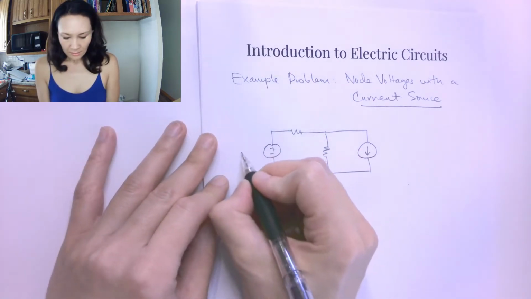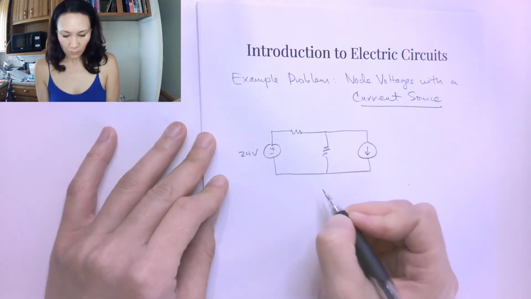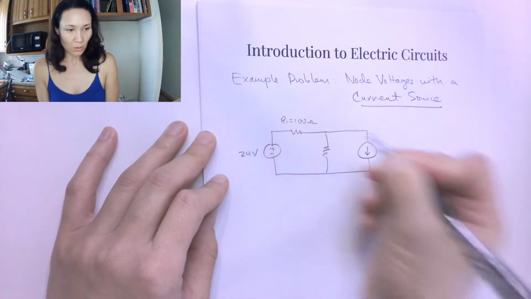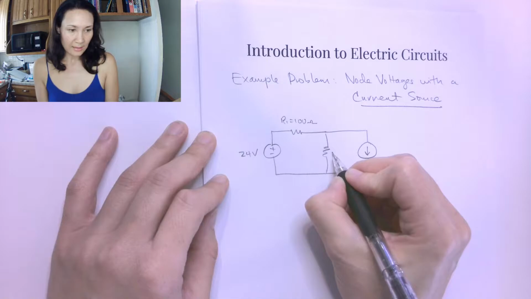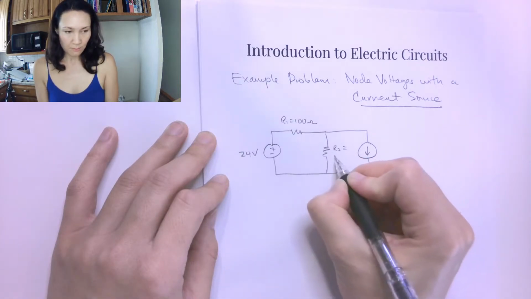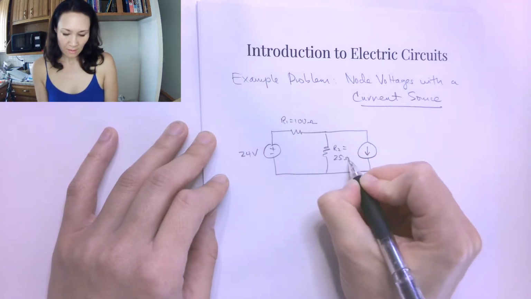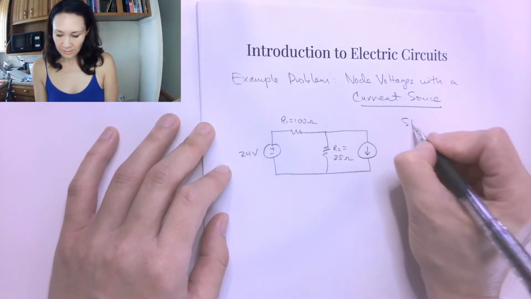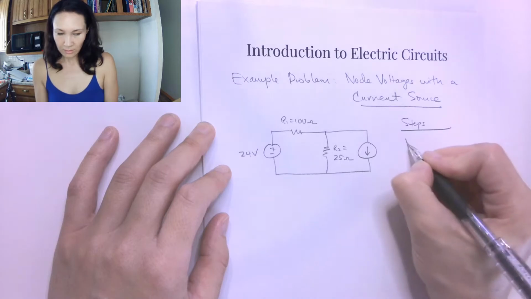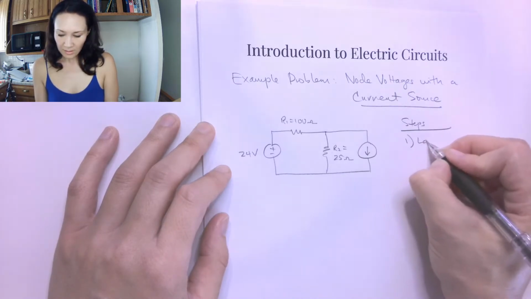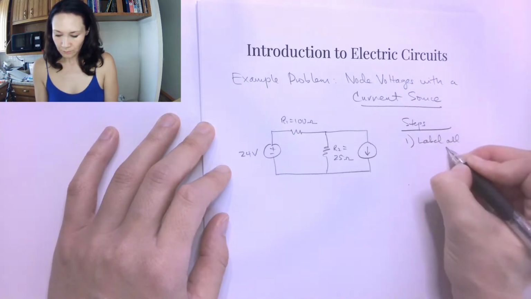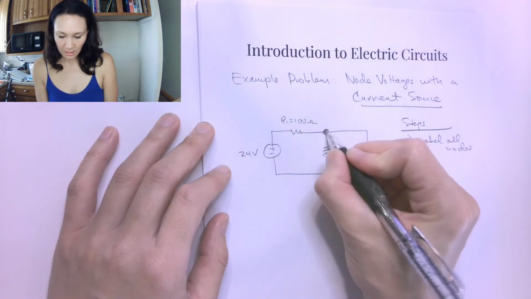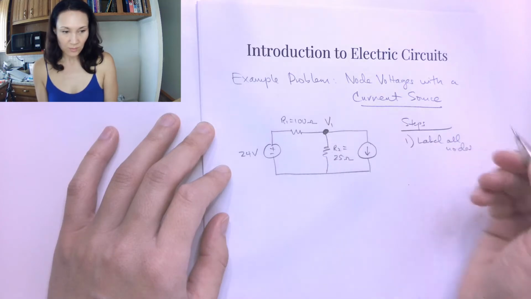So I'm going to let this be a 24 volt source. We'll let R1 be 100 ohms. Let's let R2 be 25 ohms. And let's follow the steps for the node voltage method. The first step is we label all nodes. We only have one node in this circuit and it's up here, so I'm just going to label this V1.